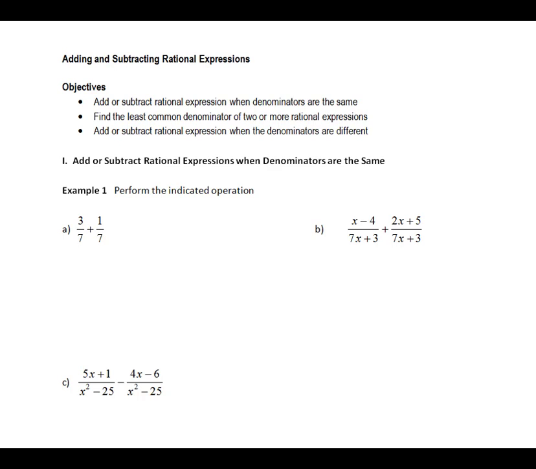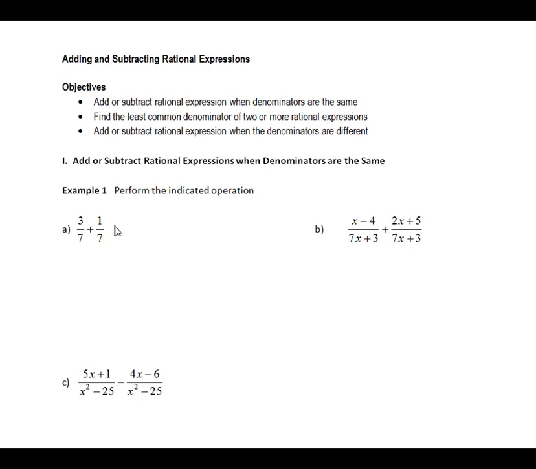In this section, we're going to look at adding and subtracting rational expressions, and we're going to do that when the denominators are the same and when the denominators are different. And in the case when the denominators are different, we're going to have to find a least common denominator.